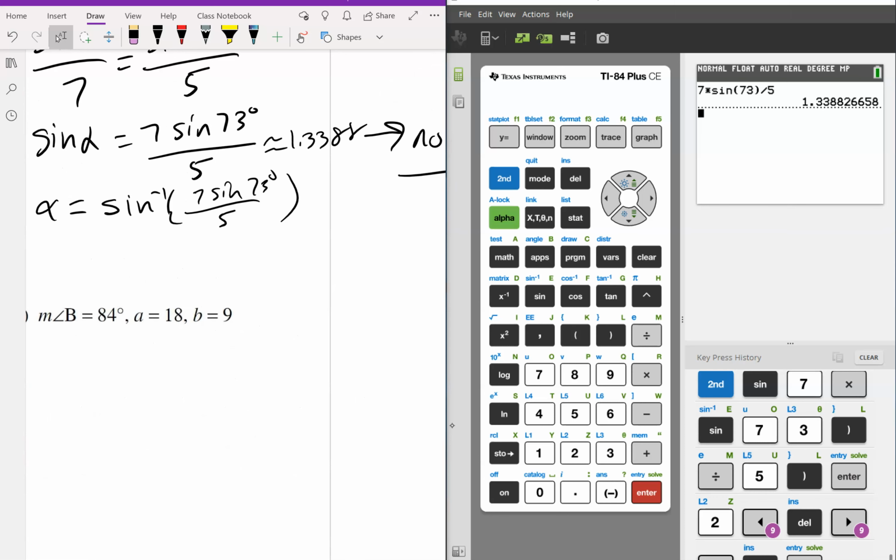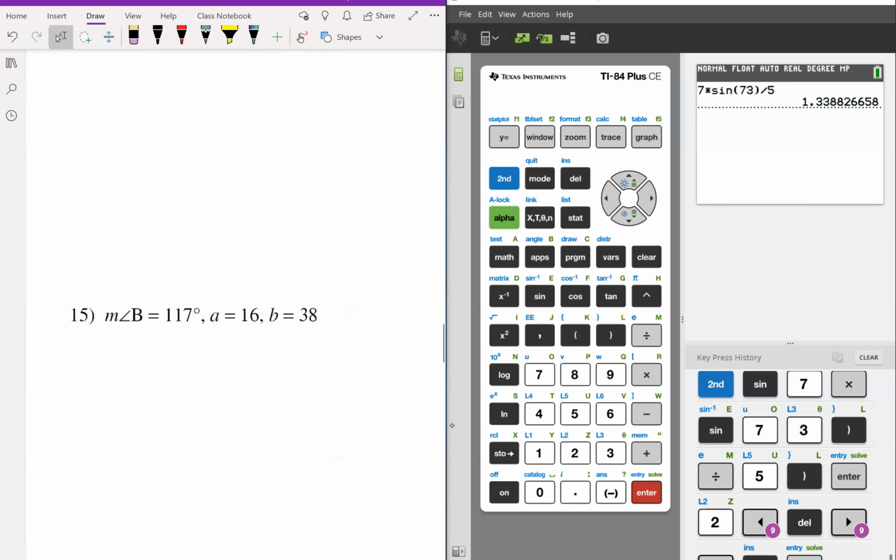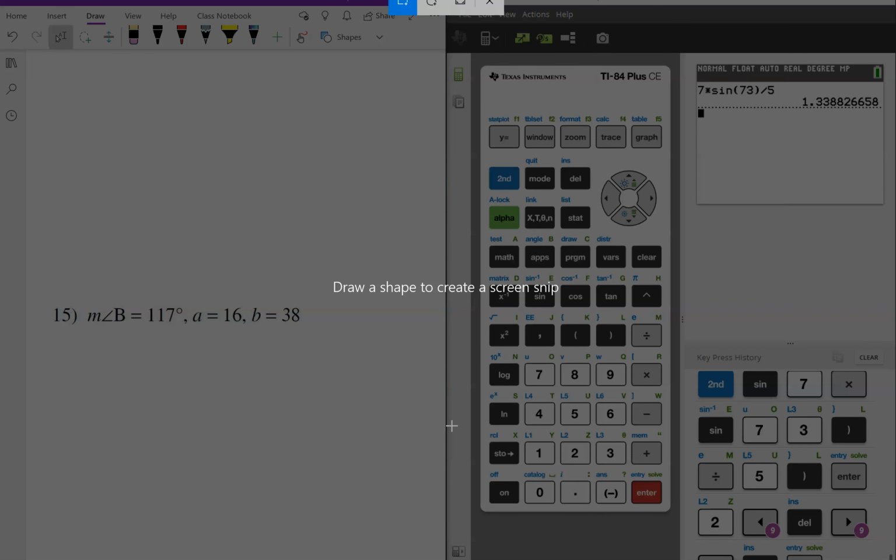Let's look at another one. Let's not do 16 because it looks like it's the same thing. Let's look at 15.